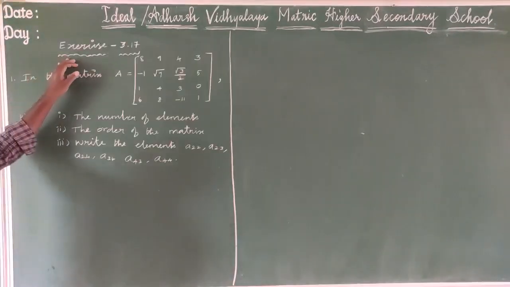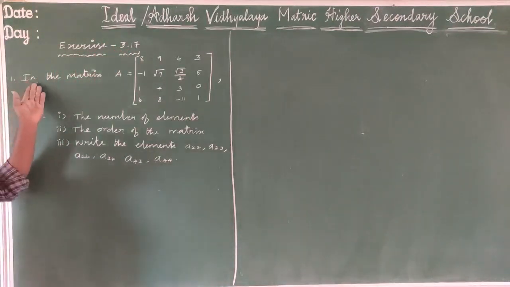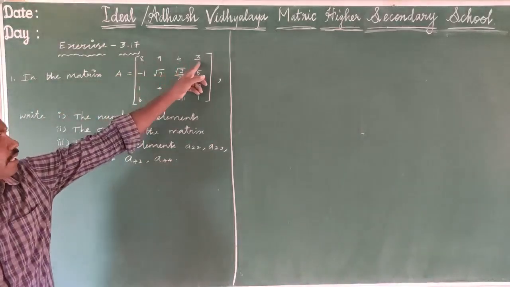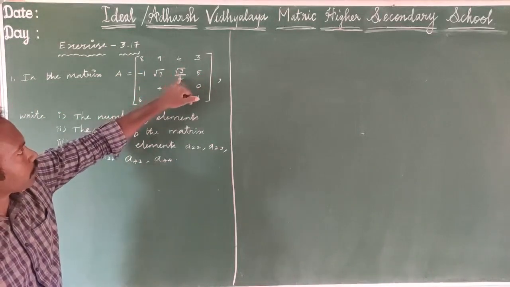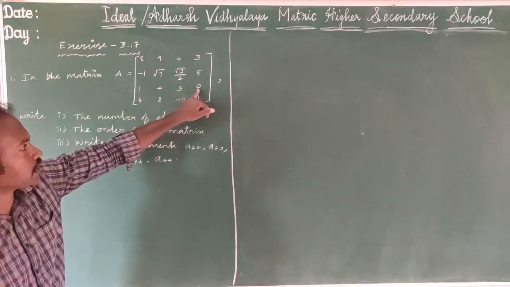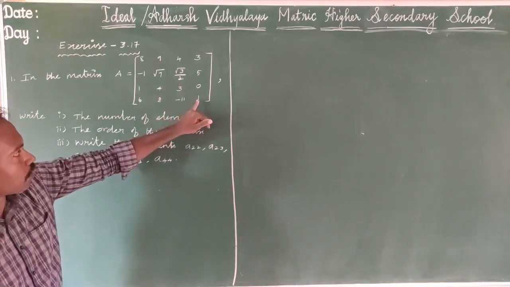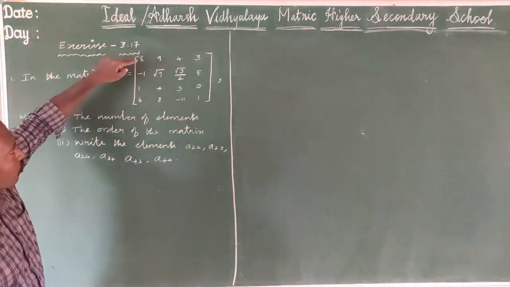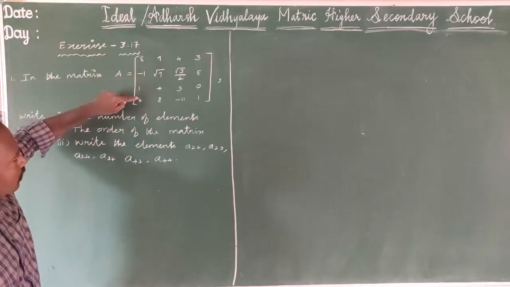That's all. Now we see exercise 3.17. First sum. In the matrix A is equal to 8, 9, 4, 3. That is first row. Minus 1, root 7, root 3 by 2, 5. That is second row. 1, 4, 3, 0. That is third row. Then 6, 8, minus 11, 1. That is fourth row.